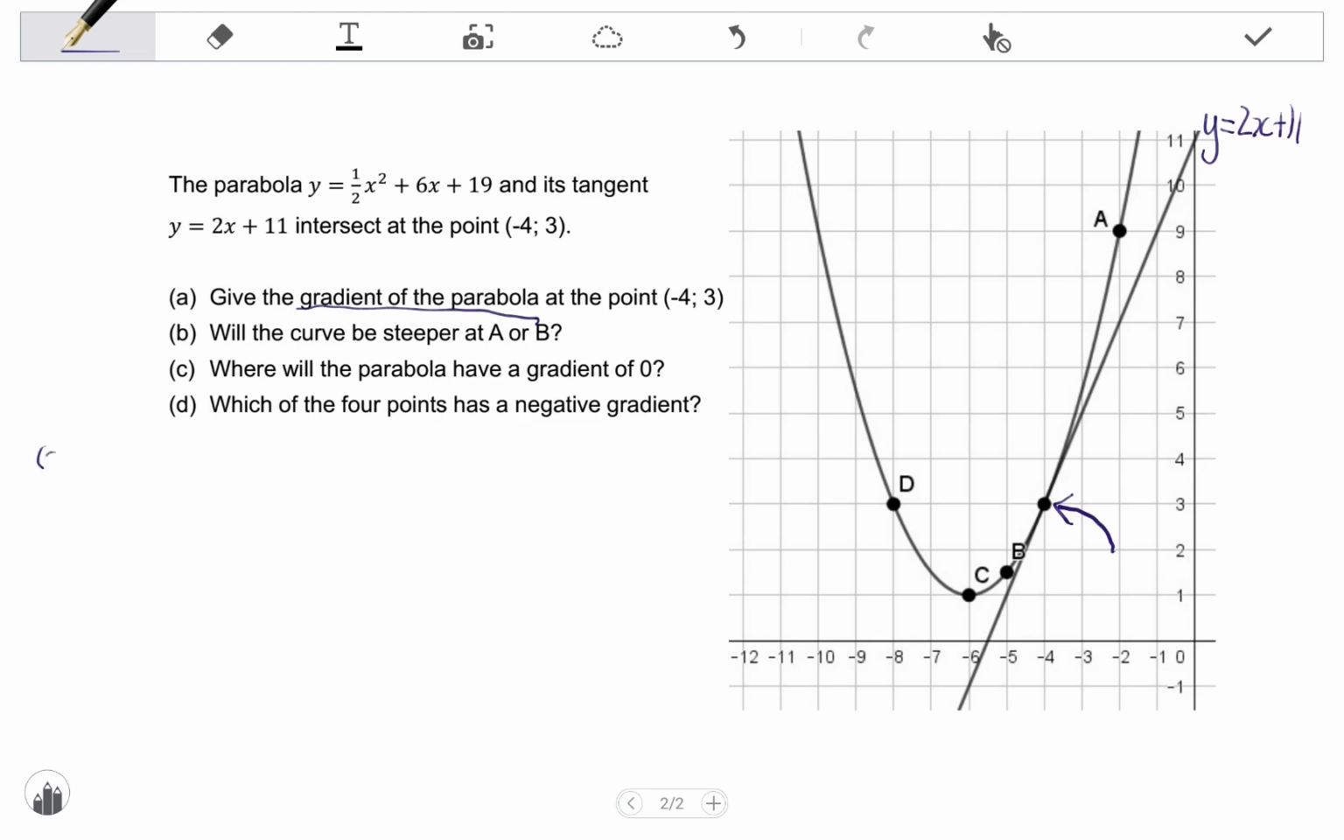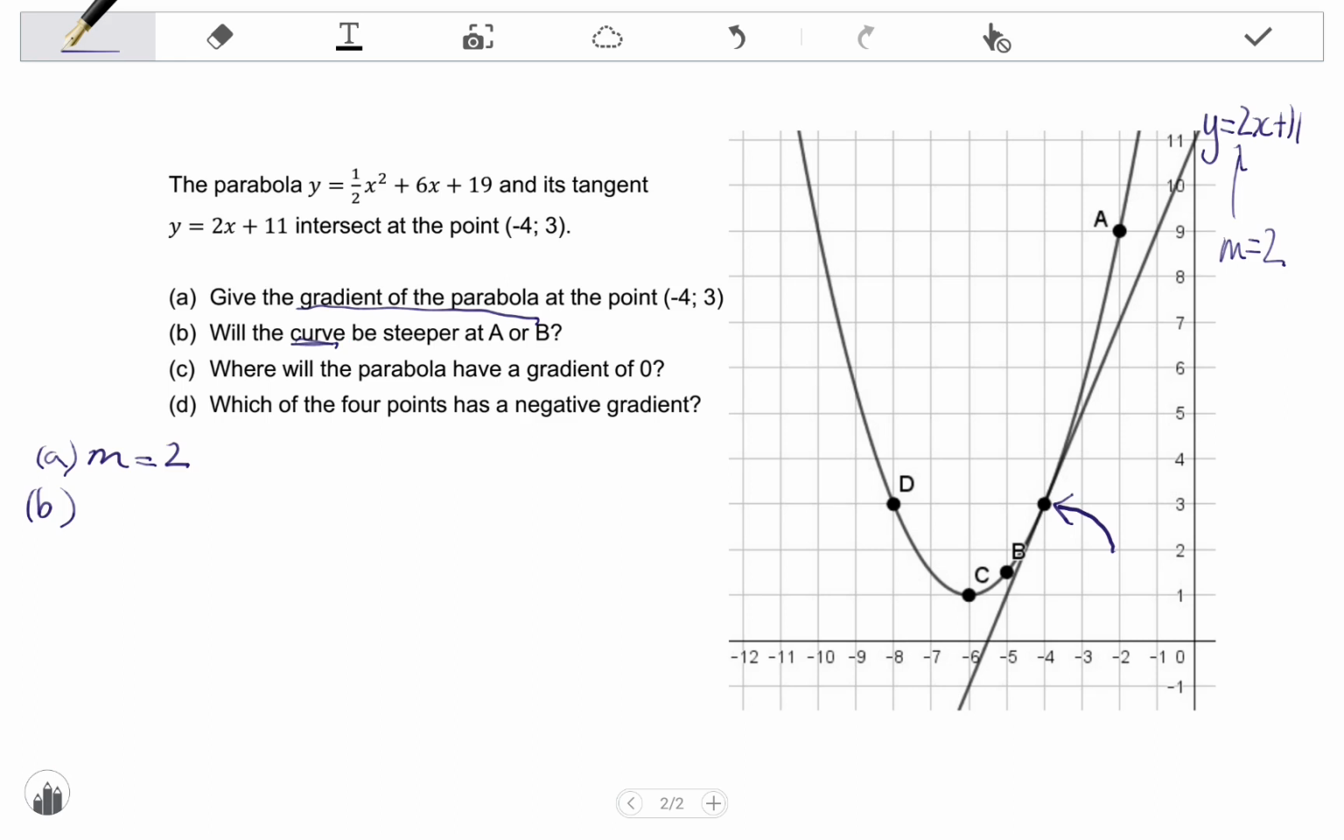Now, the important concept said that the gradient of the parabola at a point is the same as the gradient of the tangent to the parabola at that point. Okay. Now, we know the equation of our tangent at that point, and because we know the equation, we know its gradient is 2. Therefore, the gradient of the parabola at the point is 2. M equals 2.